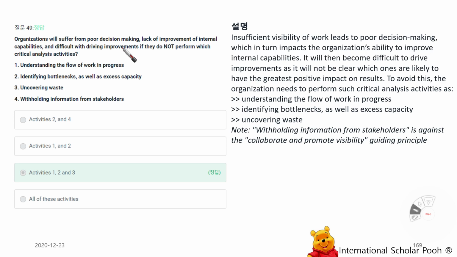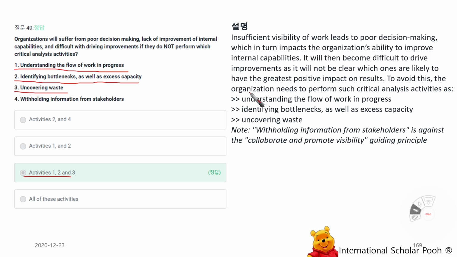The organization will suffer from poor decision making, lack of improvement in internal capabilities, and difficulty with driving improvement if critical analysis activities are not performed. Understanding the flow of work in progress, identifying bottlenecks as well as excess capacity, uncovering waste. Insufficient visibility of work leads to poor decision making, which in turn impacts the organization's ability to improve internal capabilities. It will then become difficult to drive improvement as it will not be clear which ones are likely to have the greatest positive impact on results.